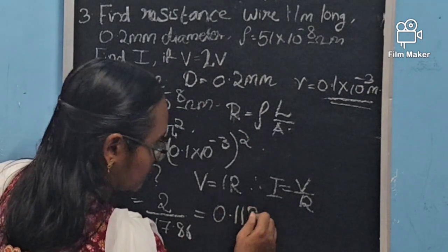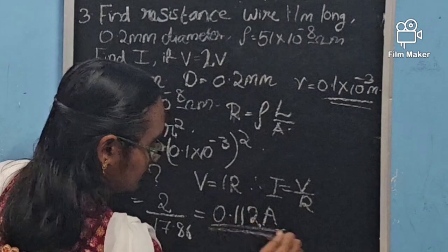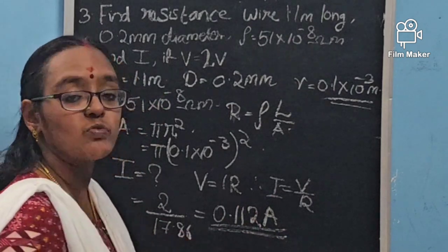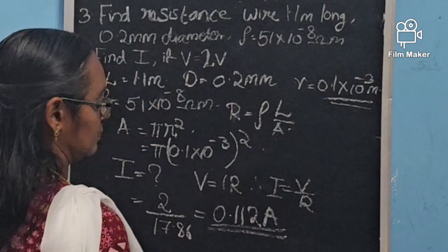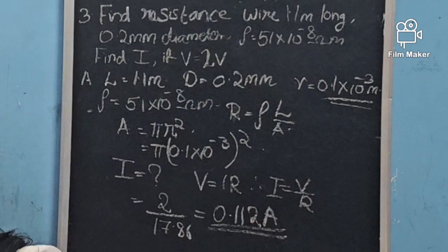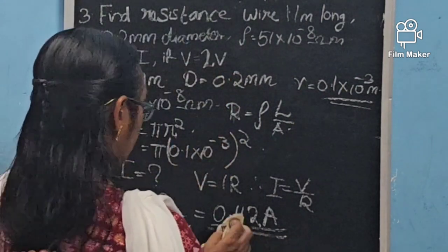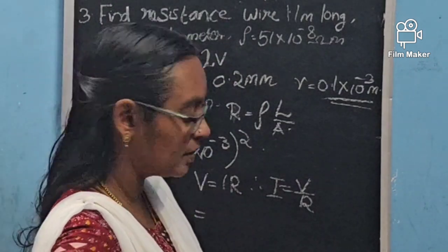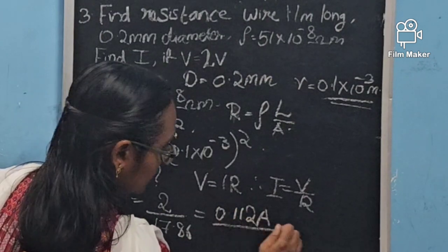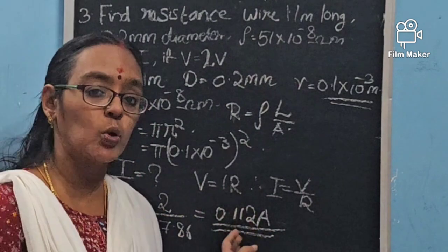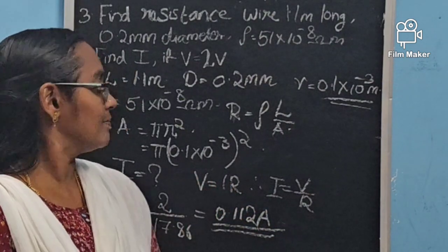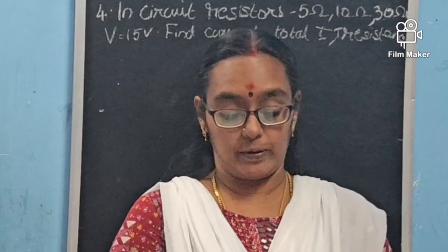0.112 ampere. So this is the current. This is equal to 0.112 ampere. So this is the current. This is how we have to solve the equation. This is how we have to solve this problem. Okay, now the fourth problem.